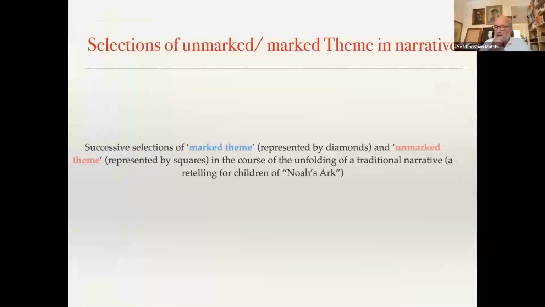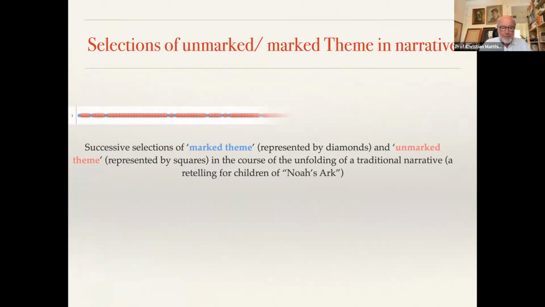Let me choose another example from the grammar of English, and this is now from the textual grammar, where a basic choice is between marked theme and unmarked theme. Theme meaning the orientation of the clause as a message. Now, marked means, among other things, about 10% of the time. Unmarked about 90% of the time. I will represent now for you the whole narrative, a retelling of Noah's Ark for children. So, a traditional story.